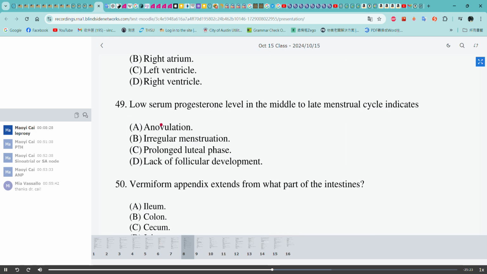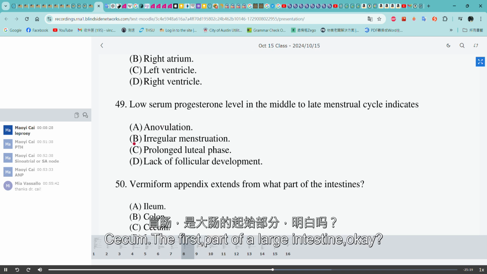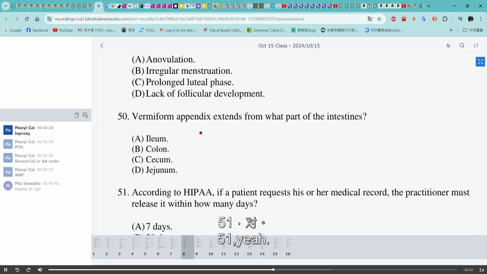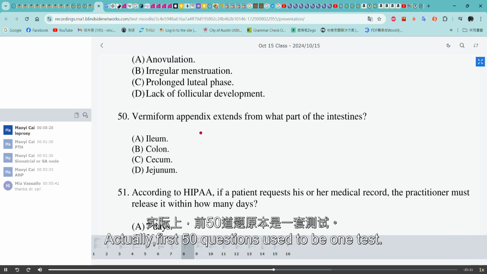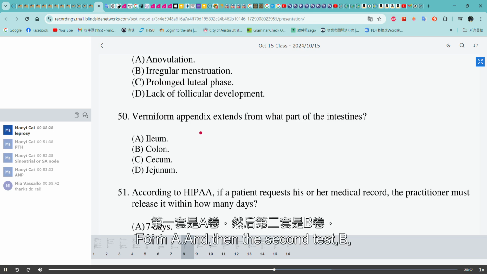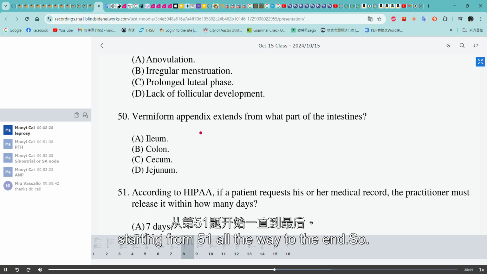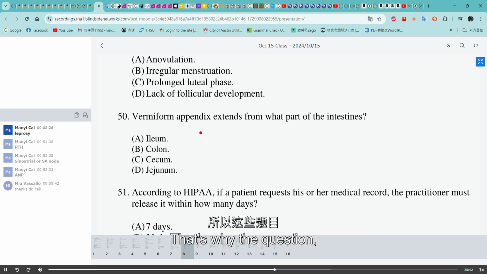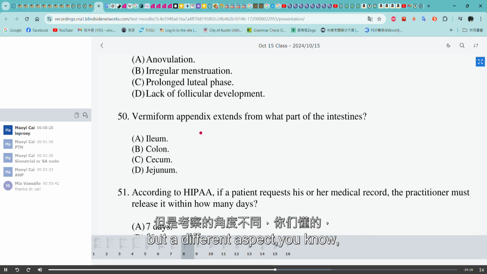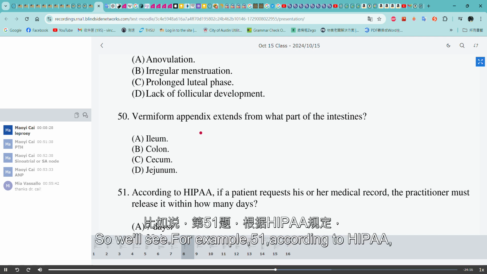Okay, appendix. The appendix is coming from which one? It's from the cecum. Yeah, the first part of the large intestine. Okay, so that's an anatomical question, easy. 51. Yeah, see, actually the first 50 questions used to be one test, Form A, and then the second test, B, starting from 51 all the way to the end. So that's why some of those questions are similar, but a different aspect, so we'll see.